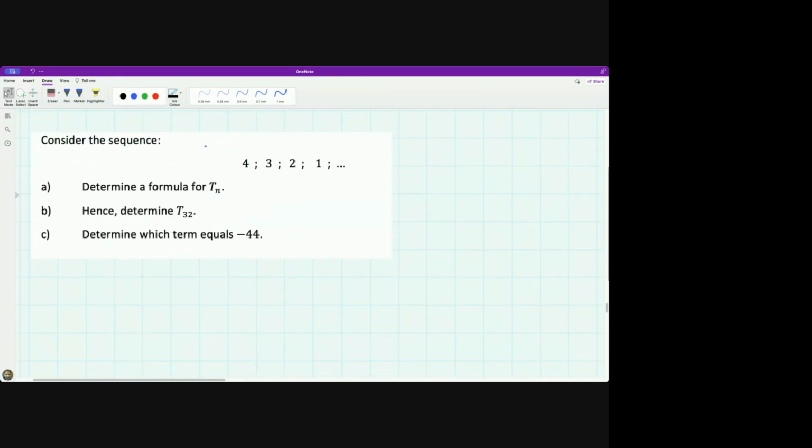You find me this value over here, and then you do the next 3 for me. See if you can figure out the answers to these things here.